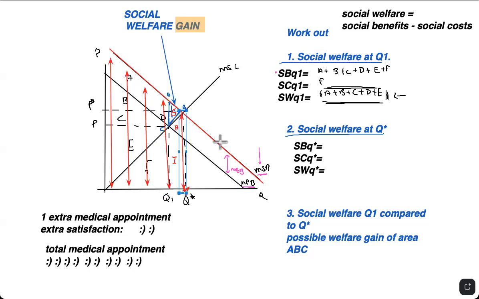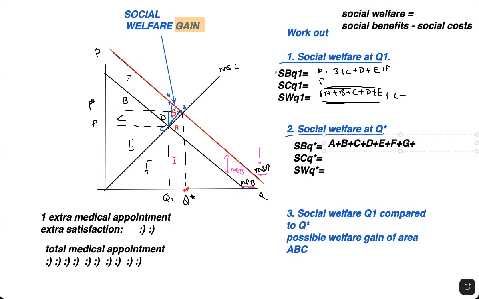So that's going to be all of that area. All right, so this is everything. A, B, C, D, E, F, G, H, and I. Many benefits to society, but the costs are also higher because to produce more, you've had to hire more doctors. You might have some diminishing returns.